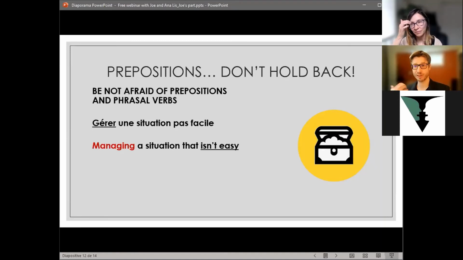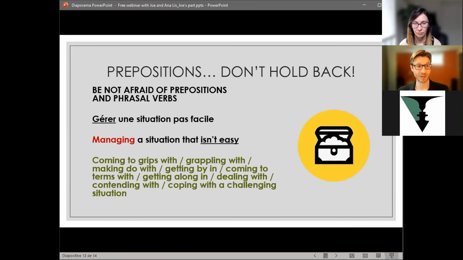But when we start thinking more in terms of prepositional little locutions, phrasal verbs, rich prepositions, expressions that make use of prepositions, then we tend to start finding much more interesting solutions that will suddenly start to sound like English. A few words that you might think to use, for example, could be coming to grips with, grappling with, making do with, or getting by in. Coming to terms with, getting along in, dealing with, contending with, or coping with a challenging situation.